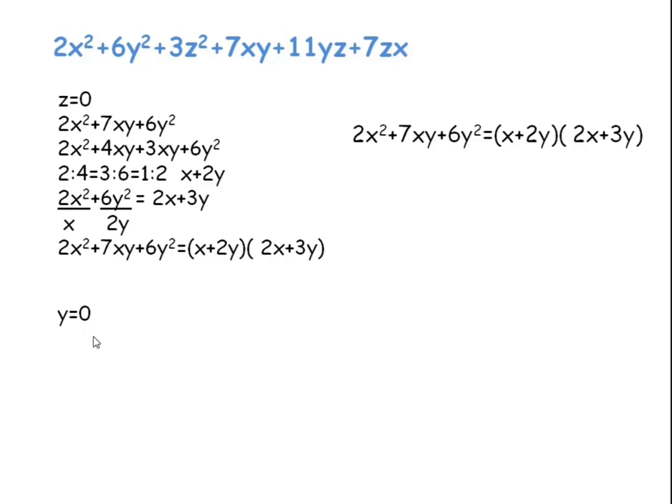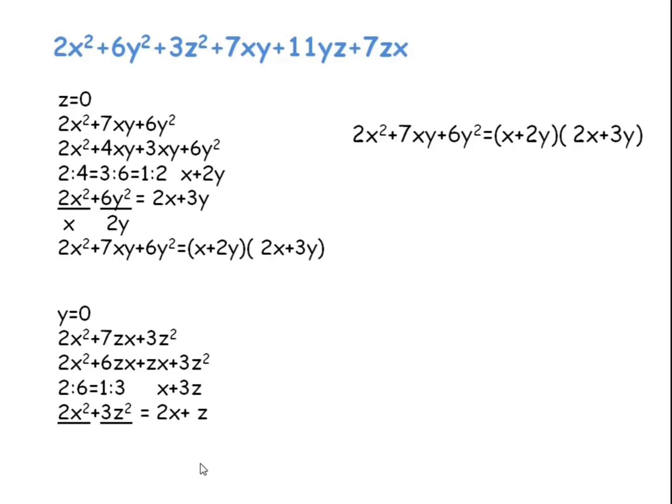So if you take y equal to 0, then we will be left with 2x square plus 3z square plus 7zx. Now we are going to solve this equation in the same way. We write 7 as 6 plus 1, and we observe that 2 is to 6 is equal to 1 is to 3. So our root will be x plus 3z. And what about the other one? 2x square by x plus the last term 3z square by 3z. So what will that result in? 2x plus z. Now let us take this equation to the side as well.